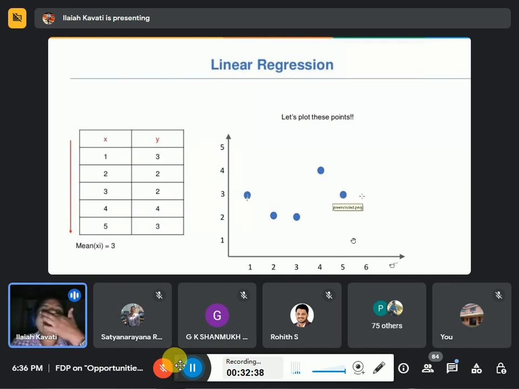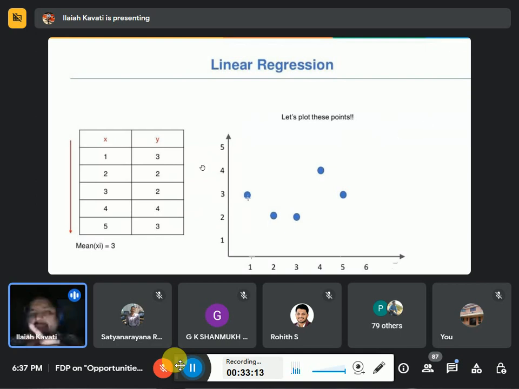So the first step to model this is that we need to have a regression line. That line we need to draw. How will we get that line? That line follows the equation y equals mx plus c. We have y data and x data. We need to calculate the slope, that is m, and c, the y-intercept. So we need to find that m and c, and only then can we draw this regression line.